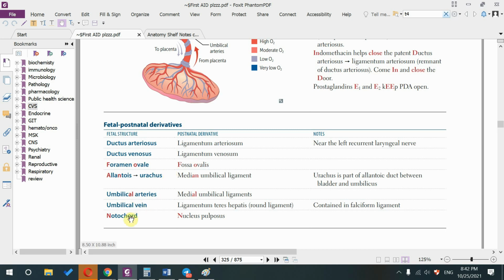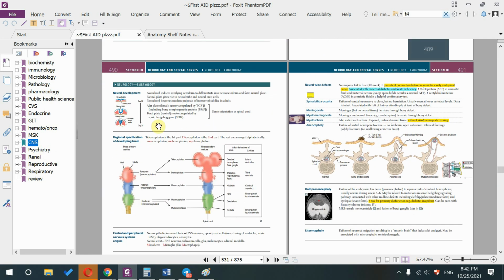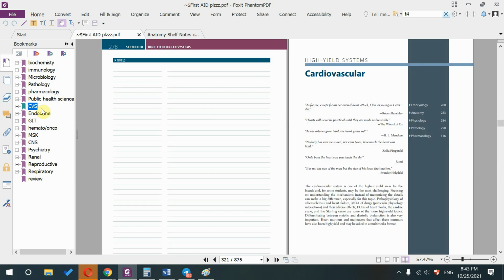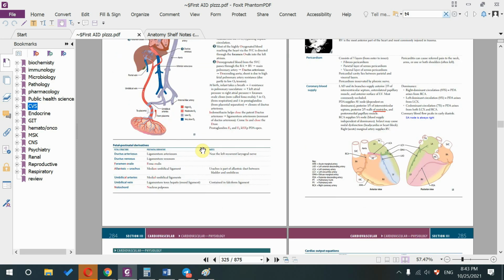Okay, so the last structure I want you to know is the notochord. Do you remember what the function of the notochord was that we said in the previous lecture? The notochord used to secrete a factor called the sonic hedgehog factor. And that led to what? That led to the formation of the neural tube. Please know that the notochord does not come from ectoderm. It actually comes from mesoderm, not ectoderm. But it helps in the differentiation of the ectoderm.